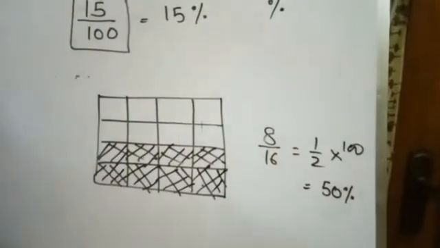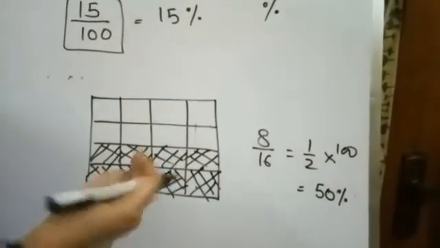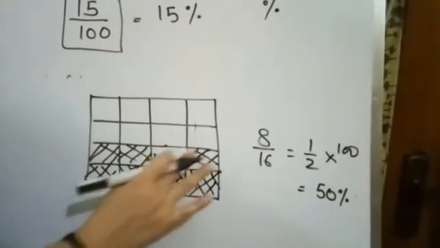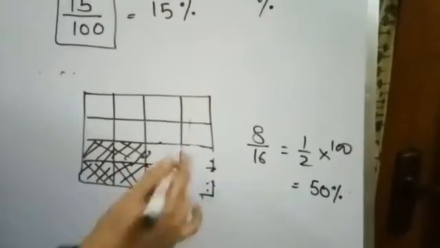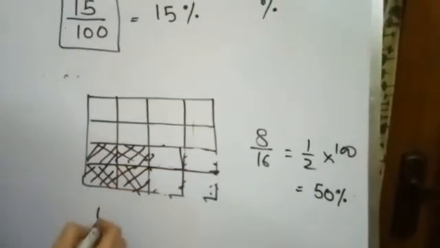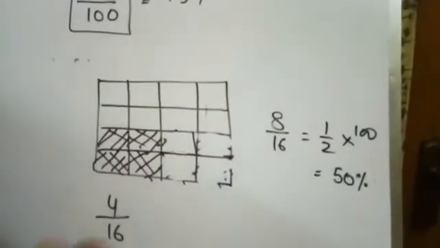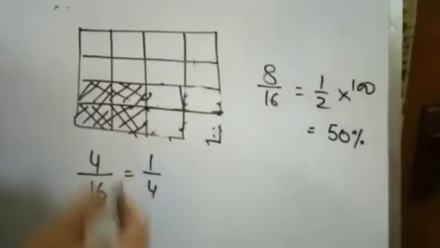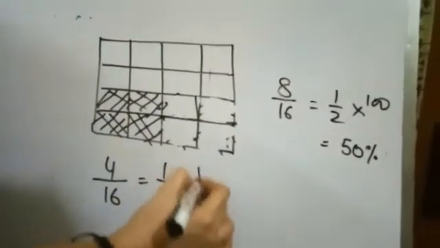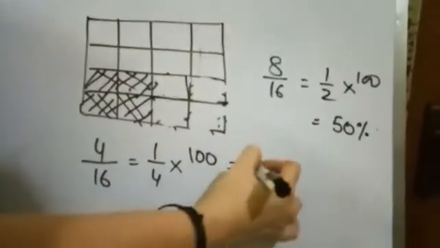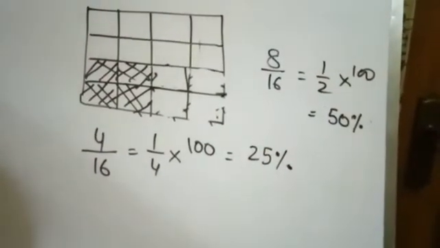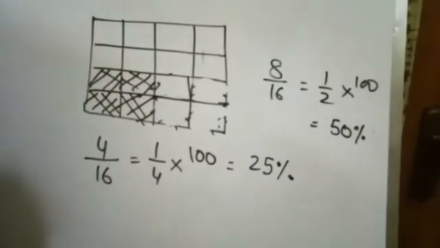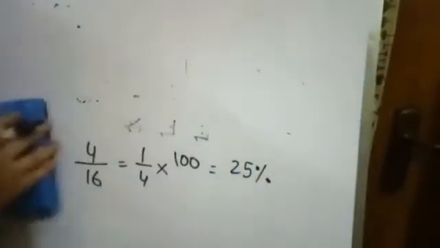Now, suppose instead of 8, you are taking 4. I am taking this 4. Only these 4 I have shaded. 4 out of 16. That is 1 by 4. And to get it into percent, we multiply it with 100. You will get 25%. So by this, we can keep this thing in our mind. That would be easy for your calculation.